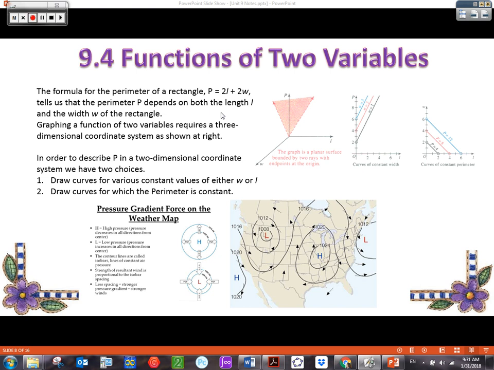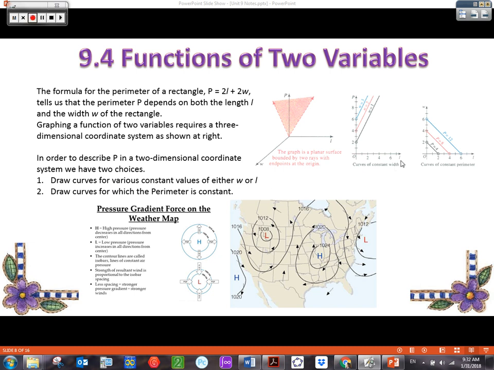Now, we typically don't graph things with two variables like that because it's easier to see on a two-dimensional surface. But to represent a three-dimensional surface on a two-dimensional surface, we have some choices. If we decide to graph the perimeter in a two-dimensional coordinate plane instead of a three-dimensional one, we have a couple of options. The first option would be to draw curves for various constant values of either width or length.